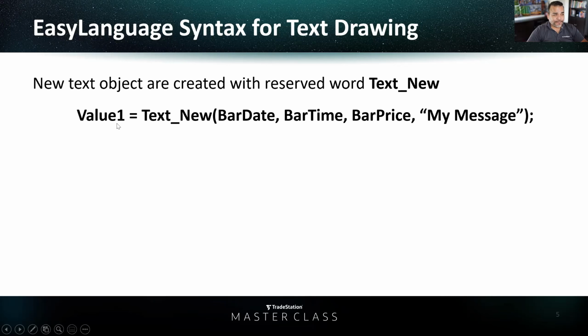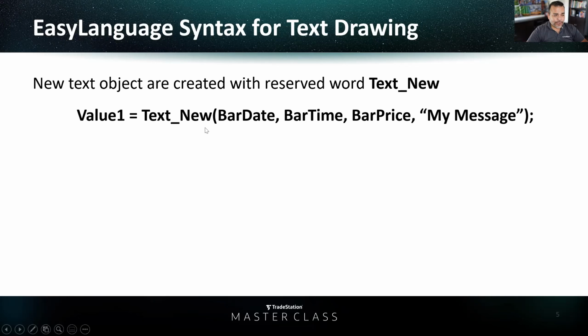Value1 is one of TradeStation's pre-declared variables. So we have Value1 all the way to Value99, and you can use these without having to declare them. But this could also be a user-defined variable. We're going to use Value1 because they're easy, and we're just using it to store the value.